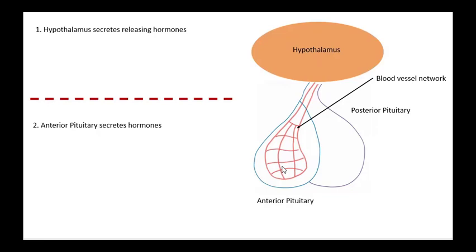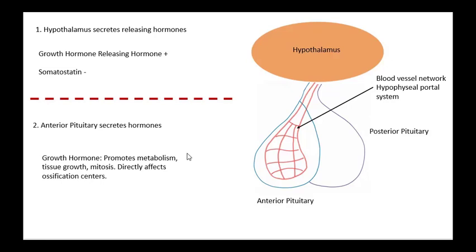The hypothalamus connects to the anterior pituitary via a blood vessel network called the hypophyseal portal system, which means that the hypothalamus will control the secretions of the anterior pituitary. So there's a two-step process here. Number one, the hypothalamus secretes releasing hormones that travel via the blood vessel network and control the secretions of the anterior pituitary. Number two, then, the anterior pituitary responds to the secretions of the hypothalamus and then secretes its hormones. So let's take a look at some of these hormones.